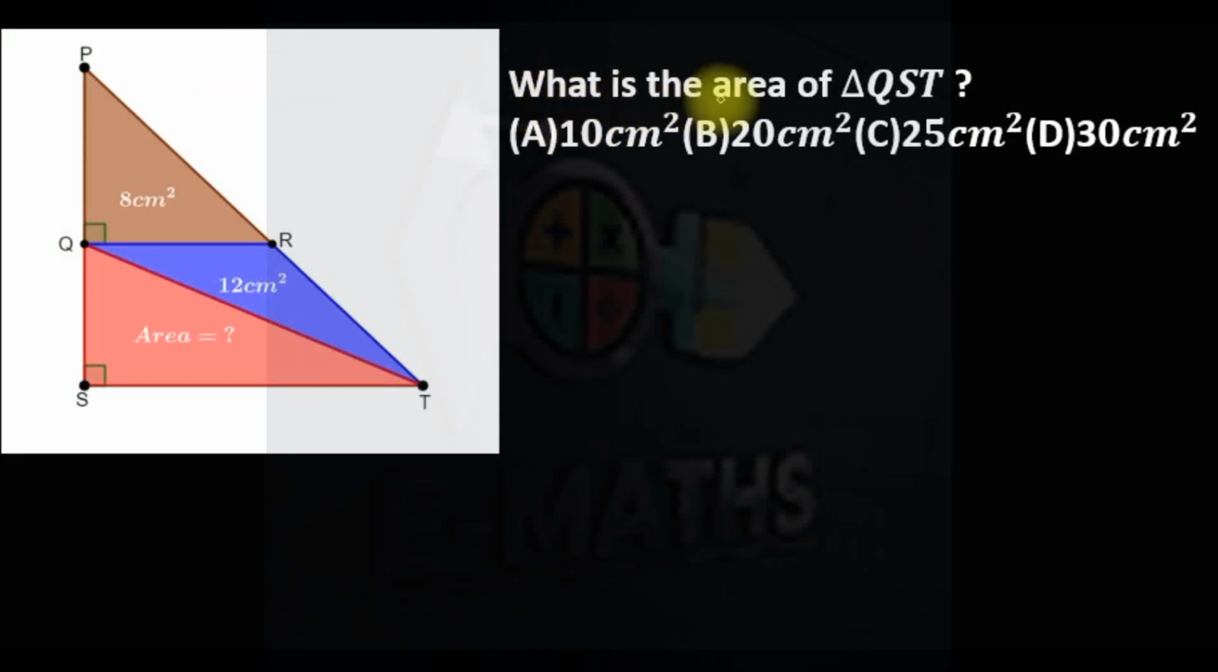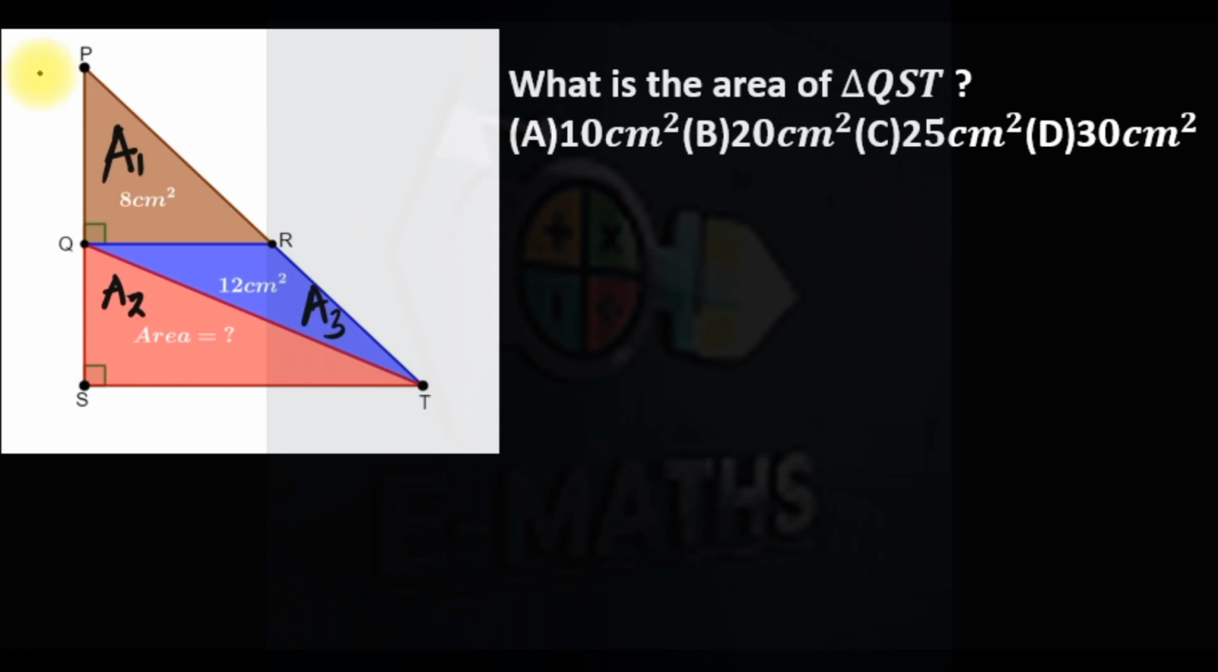It said, what is the area of triangle QST? We have four triangles here, which is PQR, PXT, and QRT. So if we call the area of this first one A1, the one we are looking for A2, and let's call this A3.